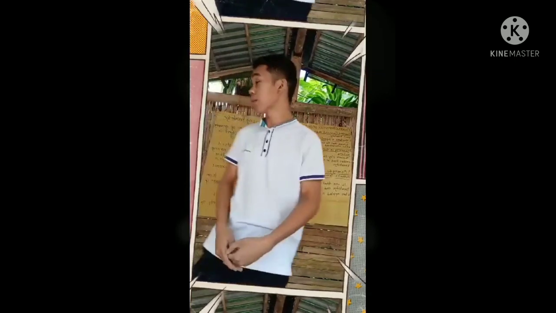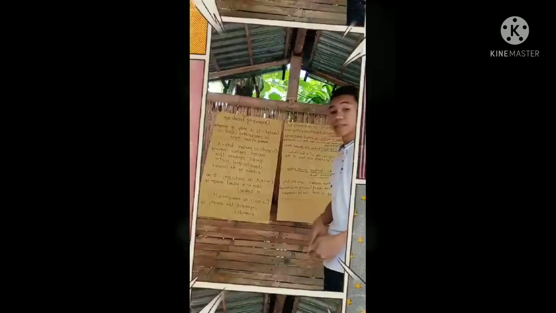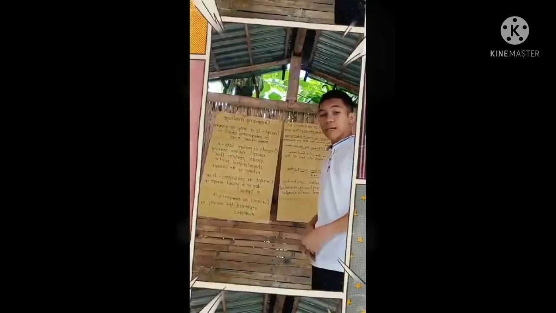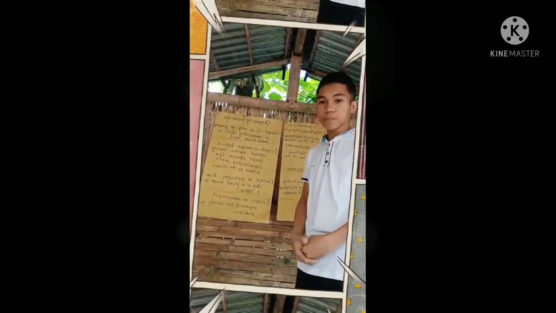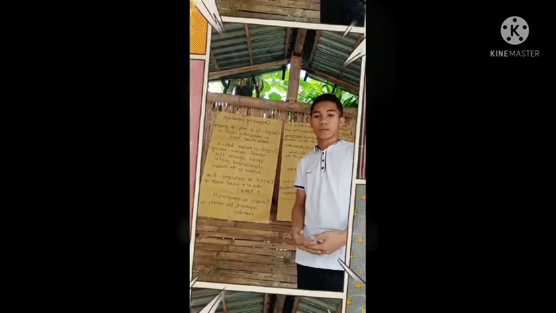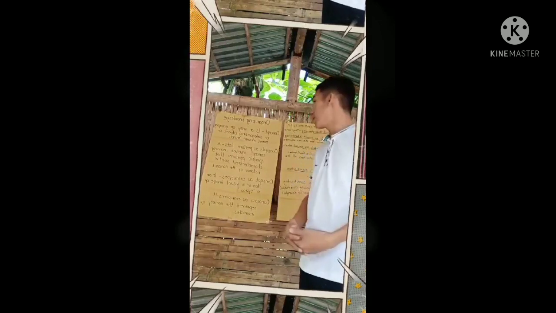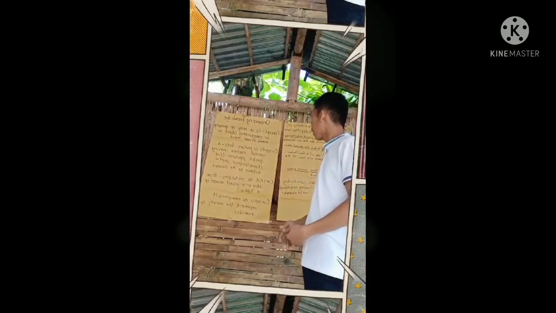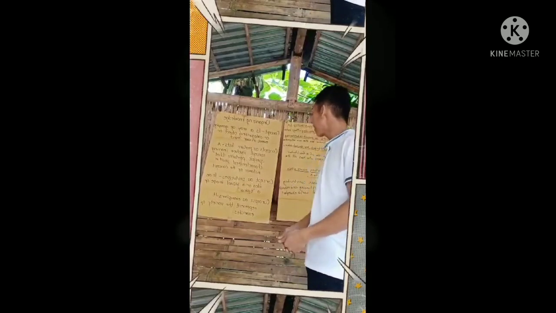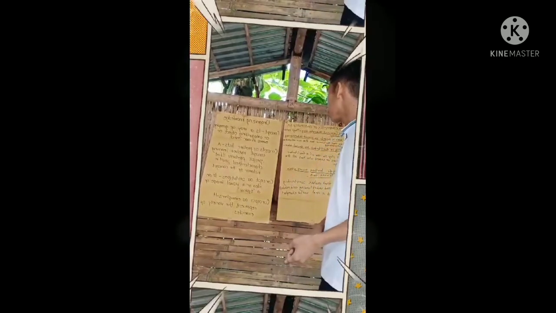My next topic is organizing knowledge. Our brain uses the natural learning process to organize knowledge in a meaningful way. So under organizing knowledge, there are four types.